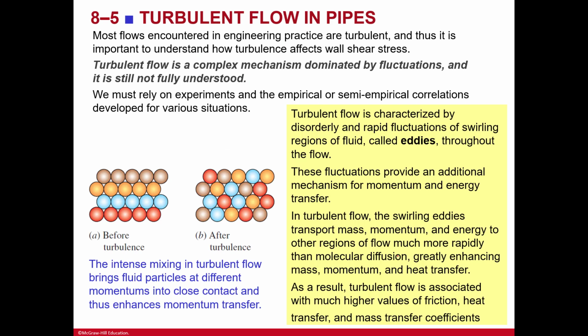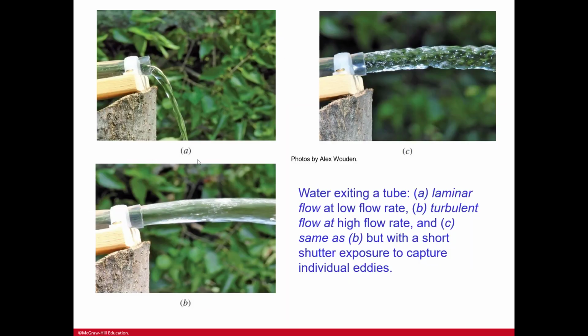Turbulent flow in pipes is a complex mechanism dominated by fluctuations, and it's still not fully understood. And I do believe it's because it's just so chaotic, right? So before turbulence, we have very steady, very uniform flows. And then after turbulence, it's very, very chaotic. And we have a measurement for that in thermodynamics, and it's entropy. It's the disorder of things. And that is very difficult to wrap your head around in some ways and to calculate and to grasp.